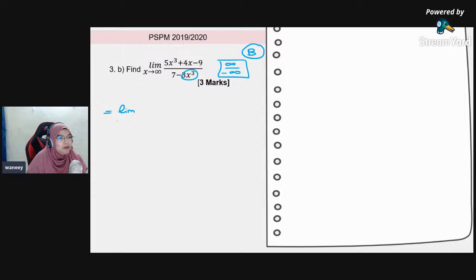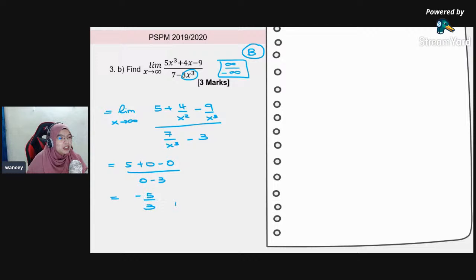Therefore, this is the limit for x approaches infinity. So 5x cubed over x cubed, this is 5, plus 4 over x squared, minus 9 over x cubed, over 7 over x cubed, minus with 3. And then you ganti nilai dengan infinity. So what do we have is 5 plus 0 minus 0 over 0 minus 3. So the answer for this is negative 5/3.